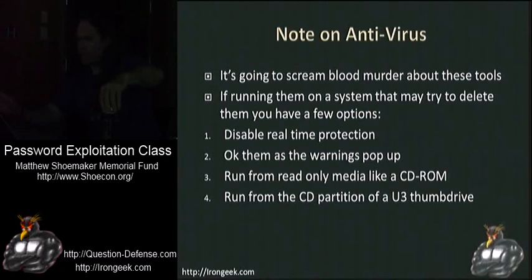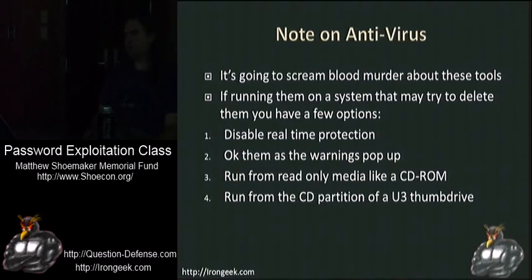If you're trying to run anything on the system that has AV, there's a few options you can do. Either disable real-time protection. I know a lot of people don't necessarily like that idea, but it's the only thing you can do to keep the tool from instantly getting deleted as soon as you plug in your thumb drive or whatever you're running it from. You can just OK the warnings as they pop up. Some antiviruses are better about this than others for adding exceptions. Some will just start deleting stuff willy-nilly, and it's really hard to tell it to leave Cain alone. Don't bother with it. I've actually had pretty good luck with Microsoft Security Essentials and being able to tell it not to mess with something.